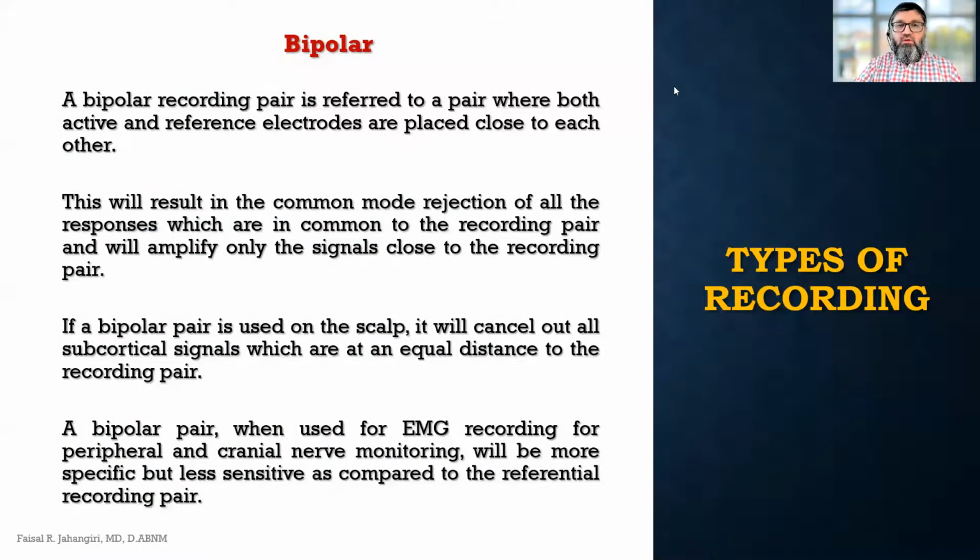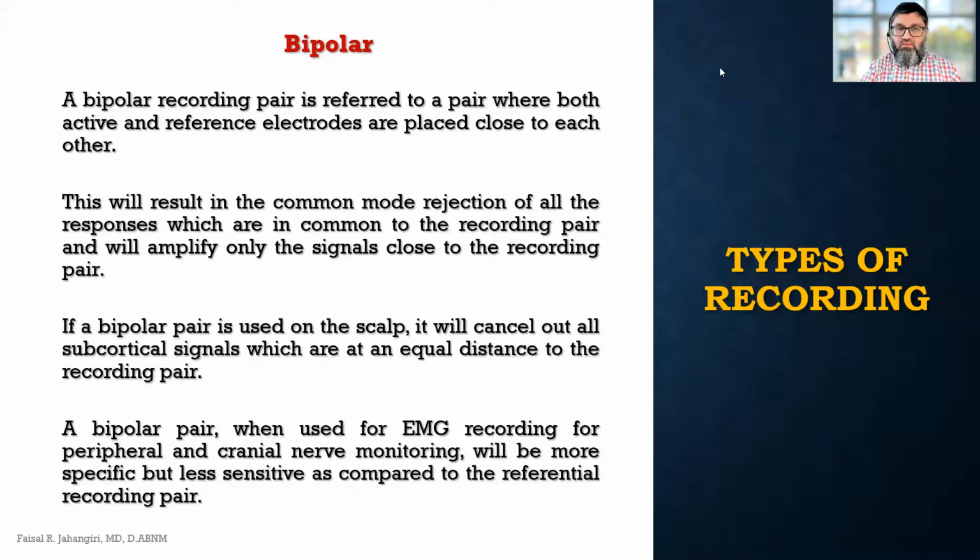So there are different types of recordings. Again, we have the active electrode and the reference electrode, and then we have bipolar and referential recording. A bipolar recording pair refers to a pair where both active and reference electrodes are placed close to each other. So the active electrode and reference electrode we talk about, if they are placed very close to each other, that will make it a bipolar montage or a bipolar recording. This results in common mode rejection.